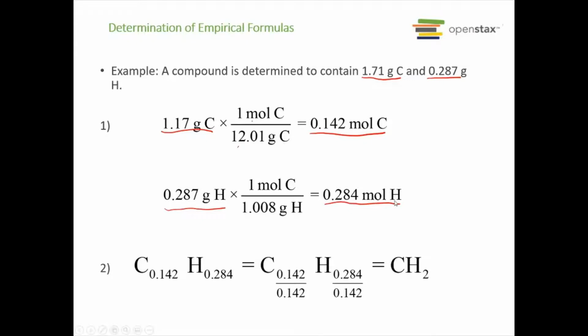The lowest number of moles is that from carbon, so we're going to divide both of these by 0.142. They like to do it where they put like C.142, H.284, that's fine too, and then divide it with the subscripts. It really doesn't matter how you do it. So we get 1, and then we get 2. So this tells us that there's 1 carbon, 2 hydrogen. That means our formula is CH2 for our empirical formula.